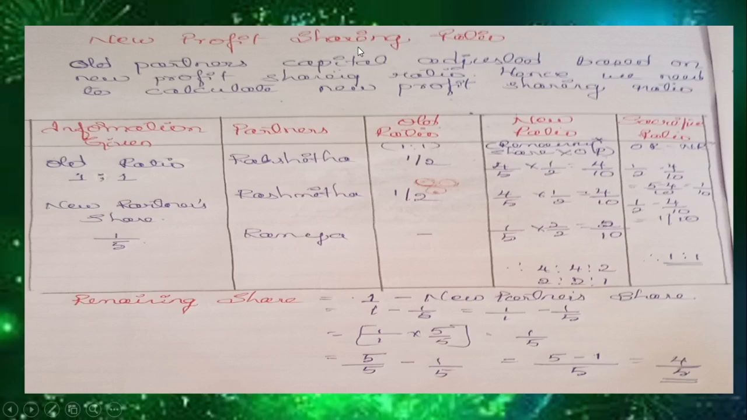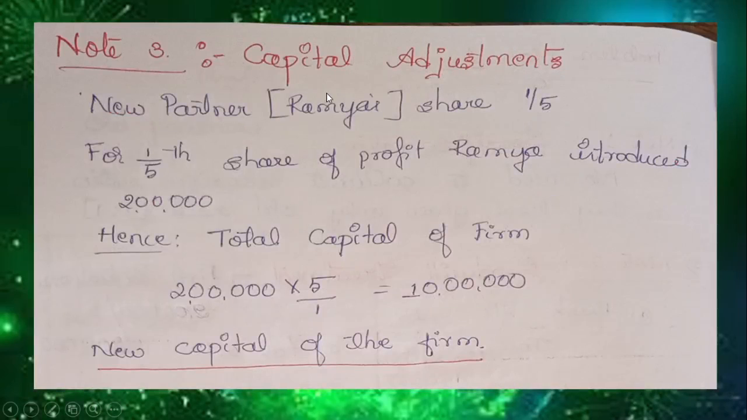For capital adjustment, we need to find out the new profit sharing ratio first. The new profit sharing ratio formula is remaining profits into old ratio. Once we get the new profit sharing ratio, we need to find out the total capital of the firm. Total capital of the firm equals the new partner's share of capital into the reciprocal of the new partner's share. So it is 10 lakh.